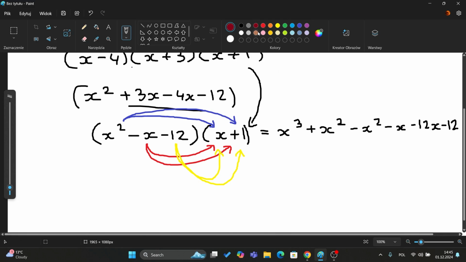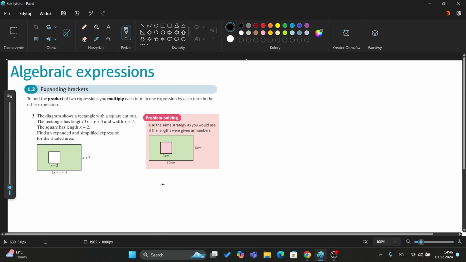Now we collect the like terms, so that's x squared and minus x squared, that is 0, and minus x and minus 12x, and this leaves us with x cubed plus 0, which we don't include, minus 13x minus 12, which is the right answer. Now we're dealing with real life problems.